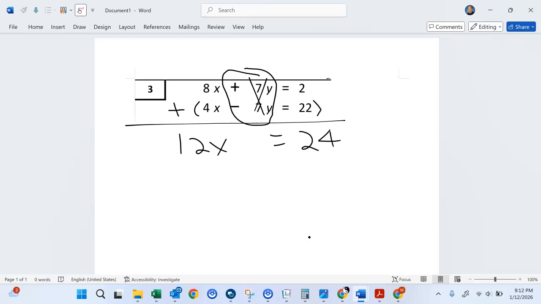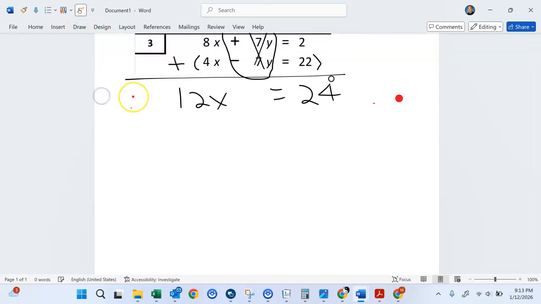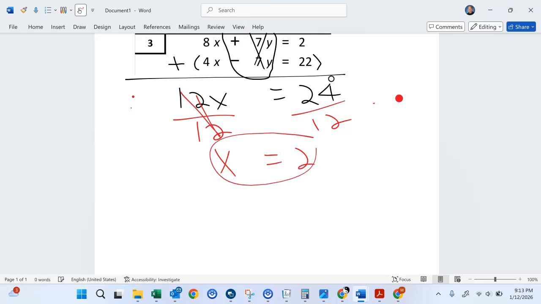And then at that point, what do we do? Okay, so let's see if I can get my pen to work. There we go. Okay, so we have to divide by 12, right? That cancels that out, and we just get x over here. Divide by 12, and 24 divided by 12 is 2, so our x is equal to 2.